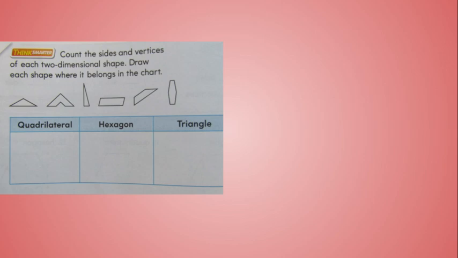We have quadrilaterals, hexagons, and triangles here. Well, so I don't forget, I'm going to write above quadrilateral 4 because that's how many sides and vertices it has. And above the hexagon, I'm going to write a 6 to remind me how many sides and vertices it has. And above the triangle, I'm going to write 3.